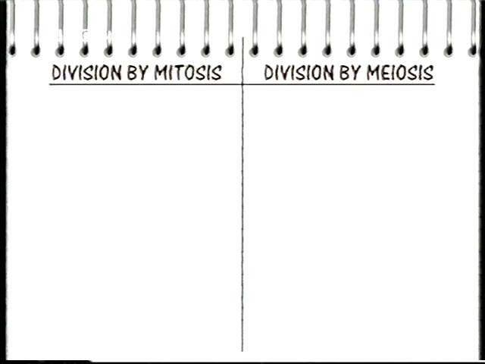It's important to know the differences between mitosis and meiosis. Draw up 2 columns and have a go at jotting down the differences. If you want to, go back and have another look at the 2 clips.